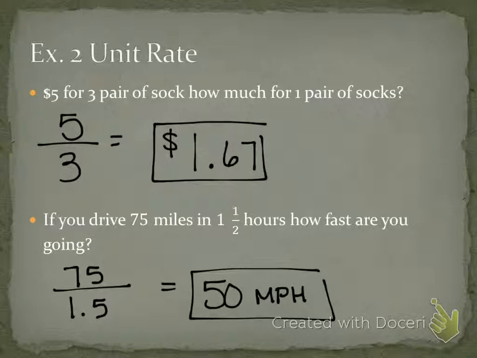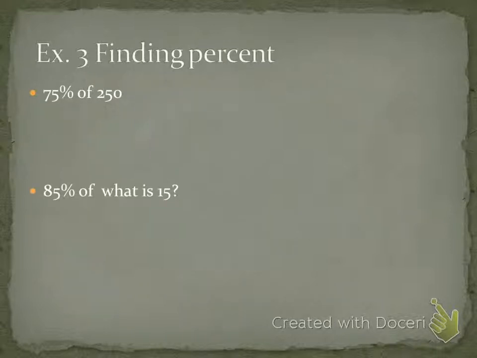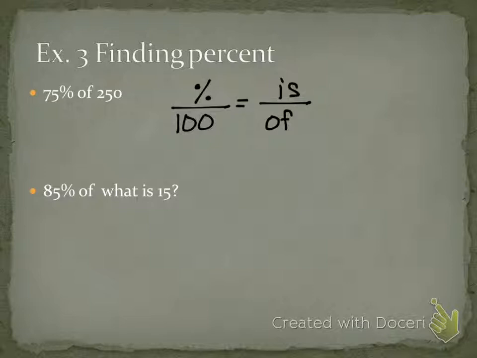Okay, last example here, finding percent. Now, the easiest way for me to tell you to do percent is percentage over 100 equals is over of. It's the easiest way to do it. Percentage over 100, because you think about it: if I were to say, I'm 60% sure it's going to rain today, well, 60 is out of what? 100. So I always know a percentage is over 100. And then is over of is another good way to do this, okay?